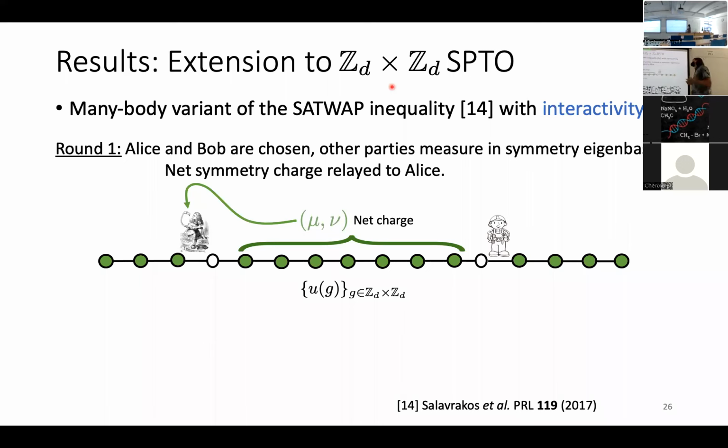The idea for the quantum strategy for this many-body variant of the non-local game is that everything proceeds in 2 rounds. In the first round, the referee chooses who Alice and Bob are, but doesn't give them their inputs yet. They just ask for the outputs of all of the other parties. All of the other parties produce some outputs, and quantum mechanically they do so by measuring in the symmetry eigenbasis. Once they produce their measurement outcomes, the net symmetry charge observed in the region between Alice and Bob is relayed to Alice.